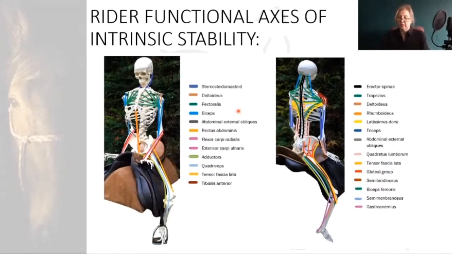I won't go through all these muscles. You can pause the film and familiarize yourself at your leisure, but I just want you to see how the head is stabilized, how the shoulder is stabilized, how the rider's anterior body is stabilized, and so on. And again, in the back: shoulder stability, head stability, spinal stability, and low back, rib to pelvis stability.